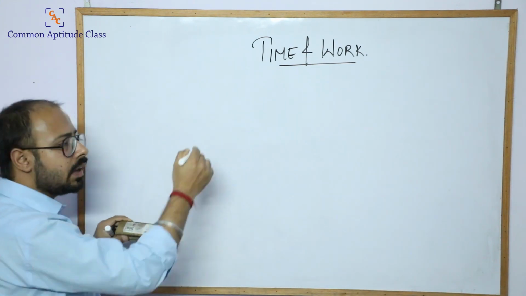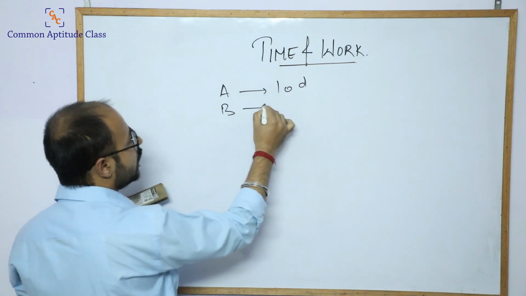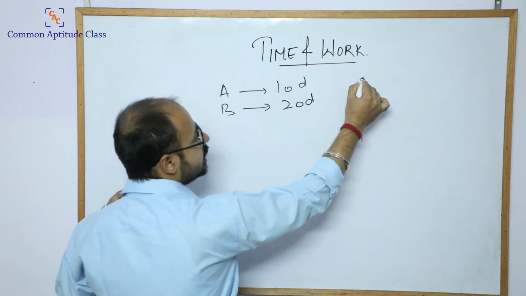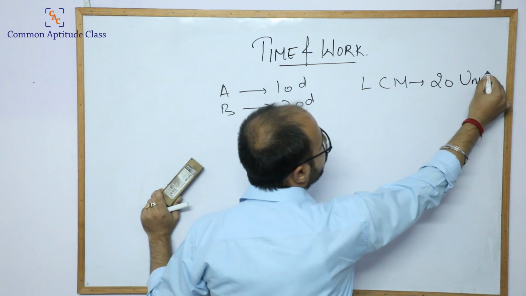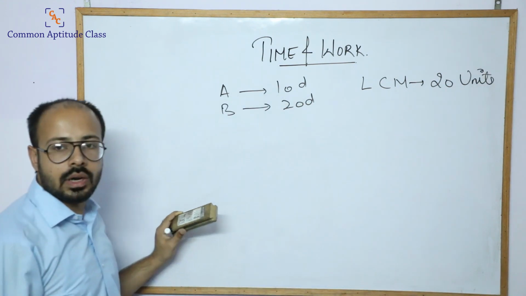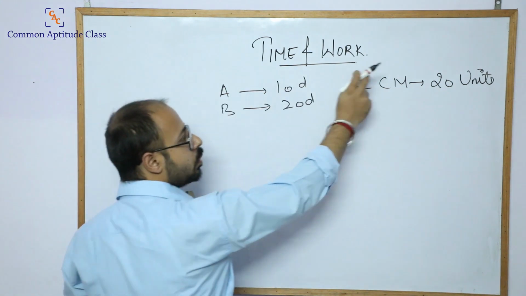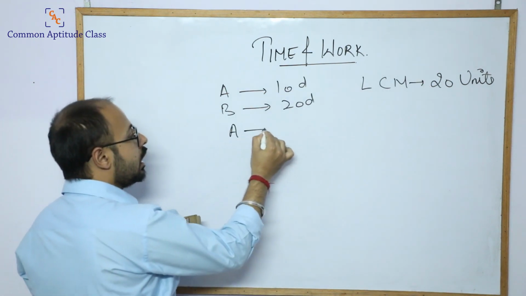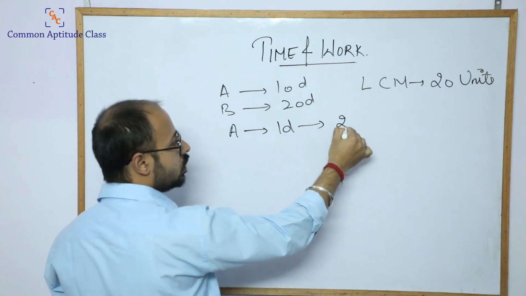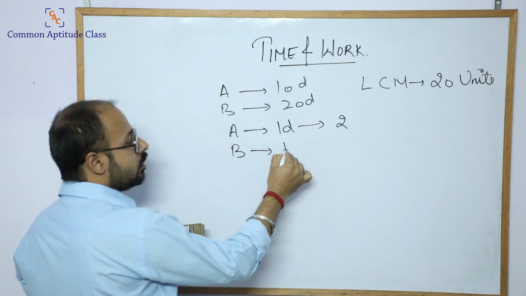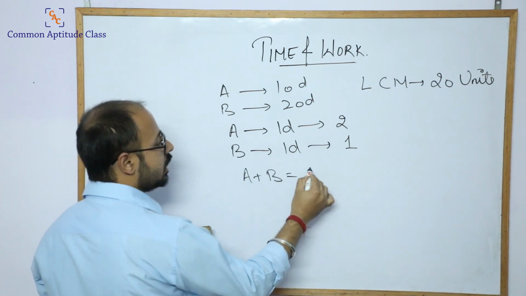Now, we'll do the question same way. A can do the work in 10 days. B can do the same work in 20 days. Now, take the LCM. 10 and 20 LCM is 20. Now, 20 are the number of units to be produced. 20 are the total number of units produced by them. So, A takes 10 days to produce 20 units. So, units produced by A in 1 day is 2. Units produced by B in 1 day is 1. So, collectively units produced by A and B is 3.